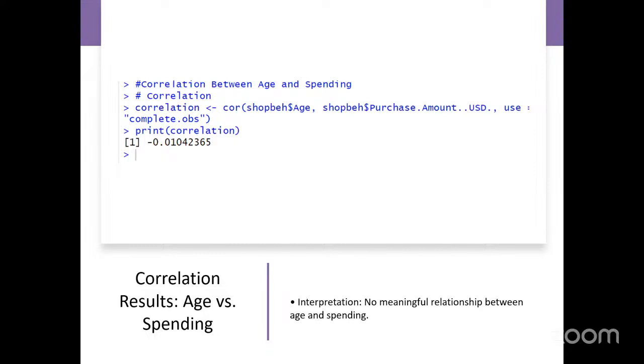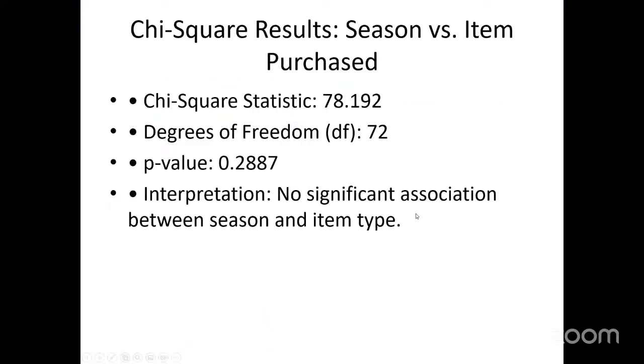Then there was a correlation that we checked, age versus spending, and there was no meaningful relationship between age and spending. Then there was a chi-square result, season versus item purchased, and in this also there was no significant association between season and item type. Now I will show you everything in RStudio.